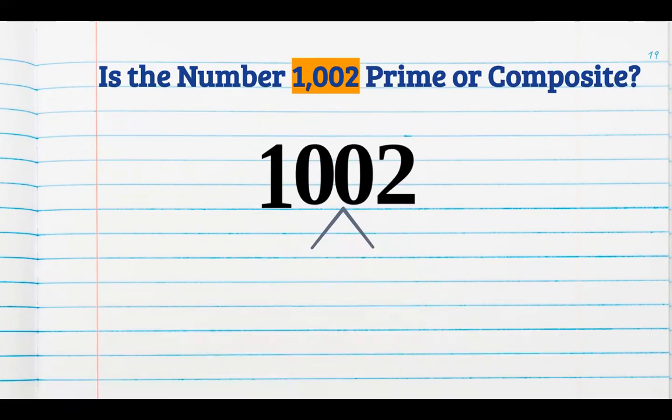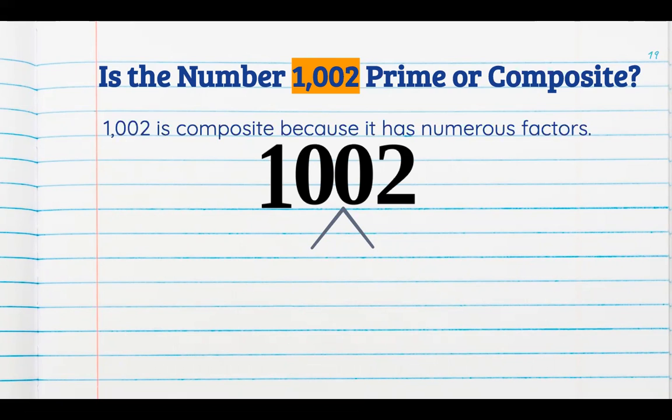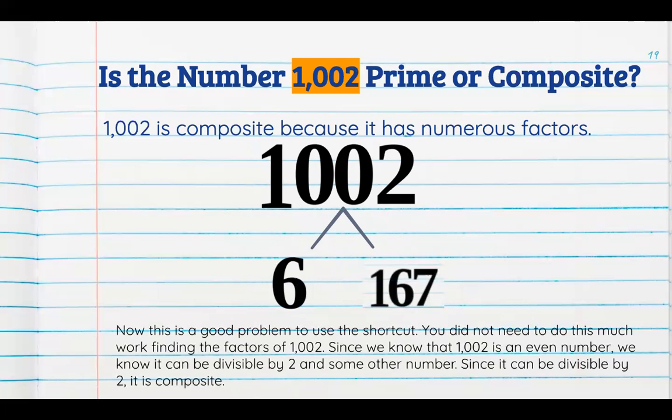This is your last problem. The number 1002. Is it prime or composite? Well, it is composite because it has numerous factors. 1 and 1002, 2 and 501, 3 and 334, and 6 and 167.